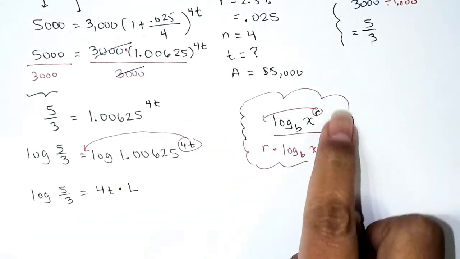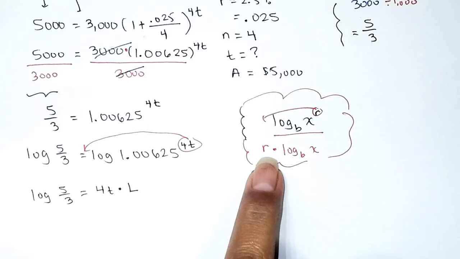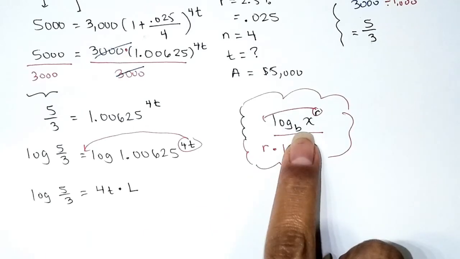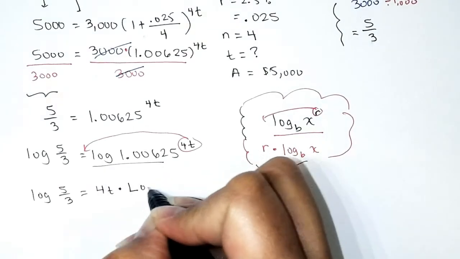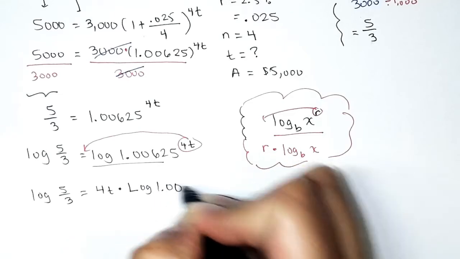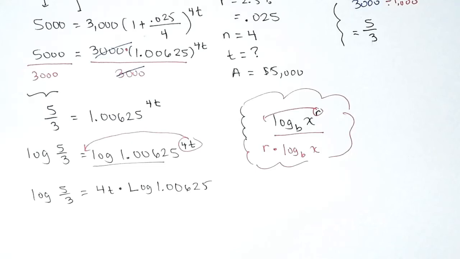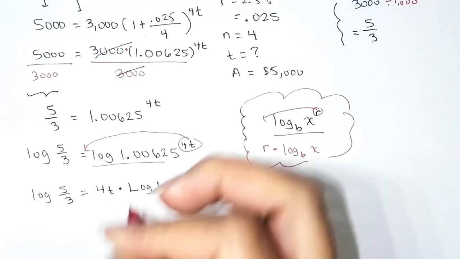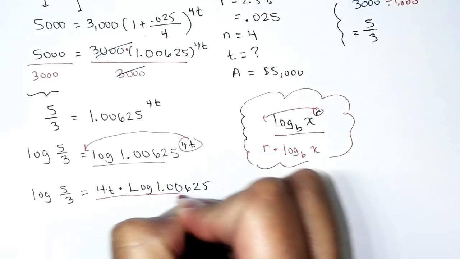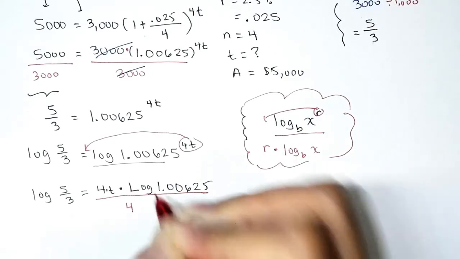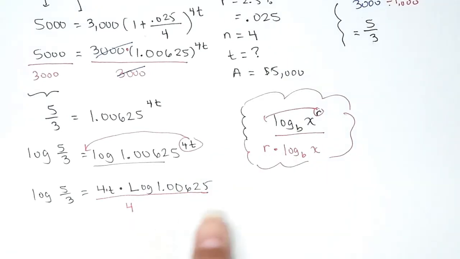So we use the power rule to bring the exponent down and then multiply it by the leftover log, which is just going to be log of 1.00625. Hopefully I copied it correctly. Cool. So now how are we going to handle it? In this case, I want to get rid of the times 4 and the times log. To get rid of the times 4, we're going to divide both sides by 4. To get rid of the times log, we're going to divide both sides by the log.